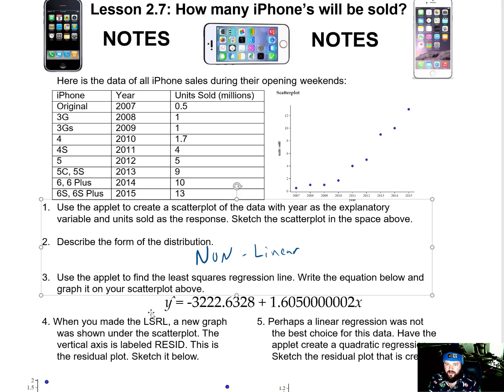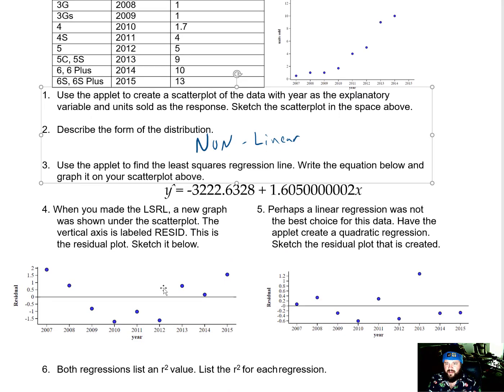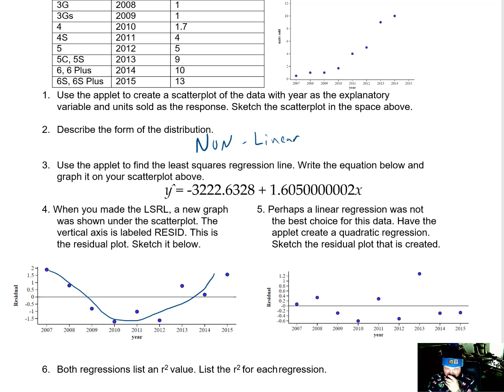Then it wants us to go in there and look at the residual plot based off of the least squares regression line. It gave us kind of a U-shape. There's a shape to it. It's not really just scattered.